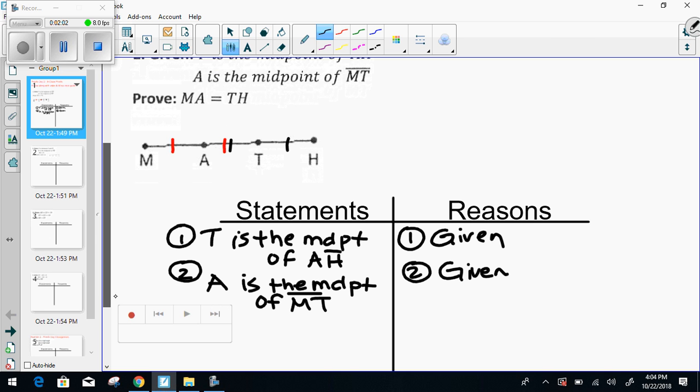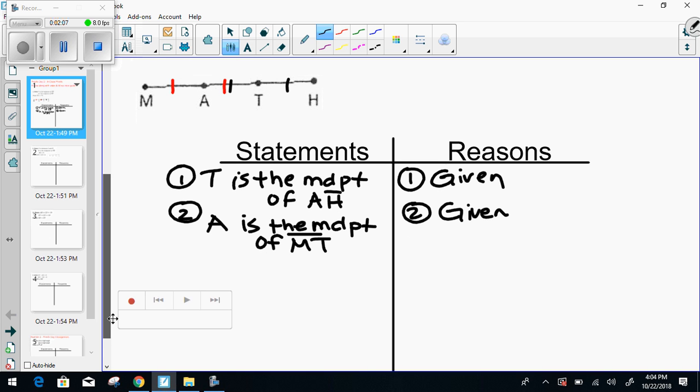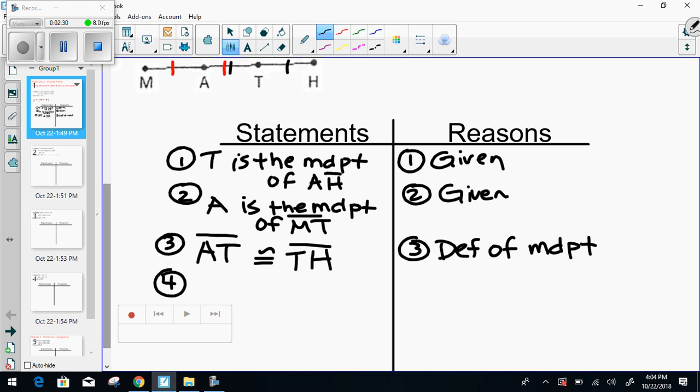What we can do with a conclusion of the midpoint is say that AT, and these are the segments that we marked in the diagram, is congruent to TH. We know those are congruent by the definition of midpoint. That's what midpoint means. Same thing with step number 4. We can conclude that segment MA is congruent to segment AT, also definition of midpoint.